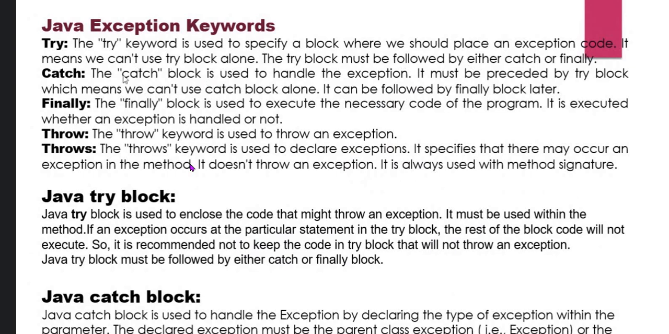This I understood, sir. The catch block is used to handle the exception. It must be preceded by a try block, which means we cannot use a catch block alone. It can be followed by a finally block later. The finally block is used to execute the necessary code of the program. It is executed whether an exception is handled or not. So will we be using this in any specific or particular case, sir? We should use it most of the time actually, but specifically in certain scenarios when, irrespective of the try catch block, you always want that code to be executed.